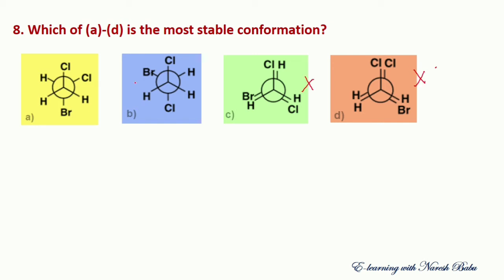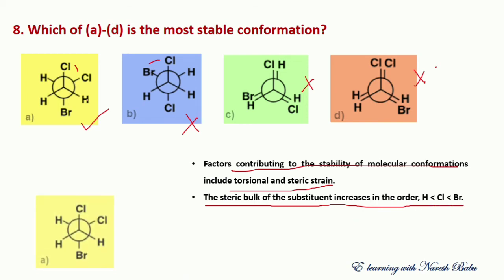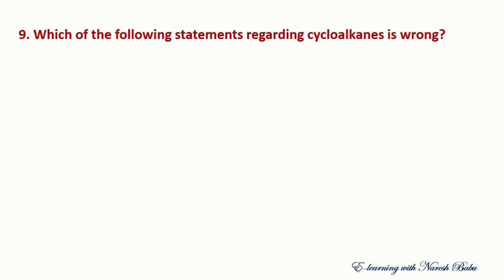If you observe among these two, the chlorine groups are adjacent. You can observe here the bromine and chlorine. So more steric hindrance you can observe in this compound. So this is also not stable when compared with this compound. So the highest stability compound is A. The factors contributing to the stability of the molecular conformation include torsional and steric strain. The steric bulk of the substituent increases in the order hydrogen, chlorine and bromine. So option A is the correct answer.